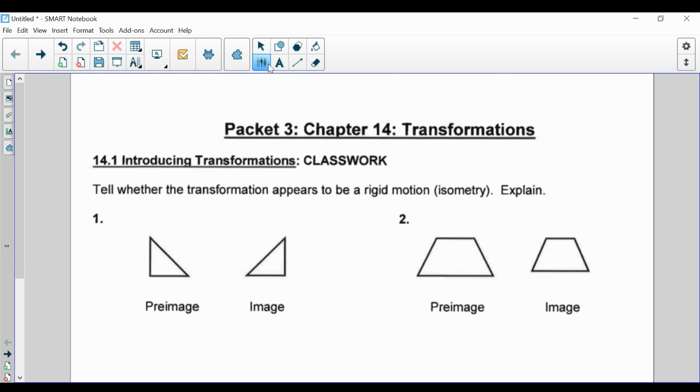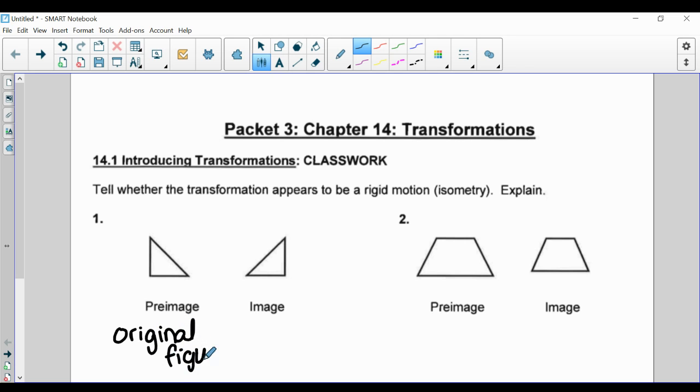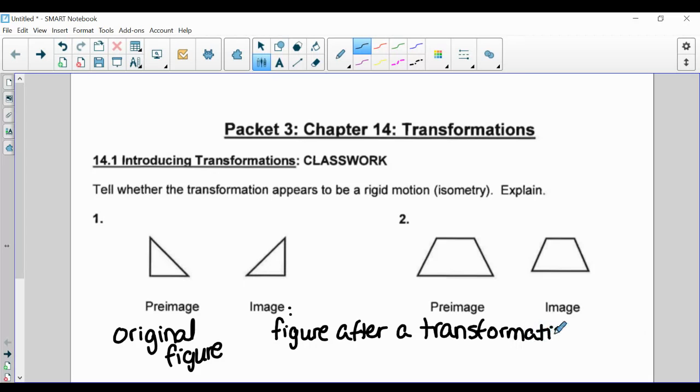In this video, I'm going to review page 1 and page 2 with you. So there are just a few new words here that we didn't see in class. Pre-image and image. So pre-image is the original figure. And the image is the figure after a transformation has occurred. Any transformation, whether that be a translation, reflection, rotation, or dilation.